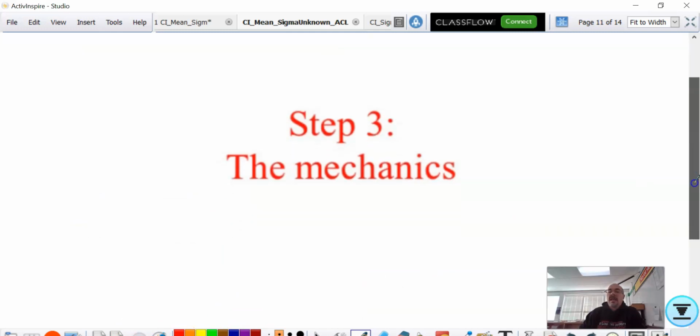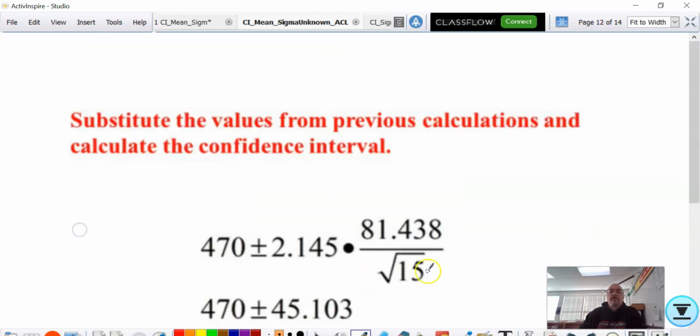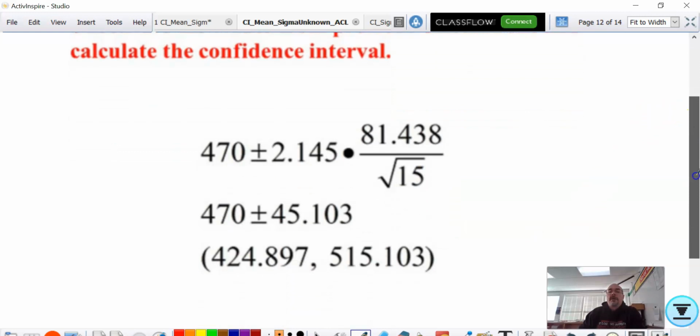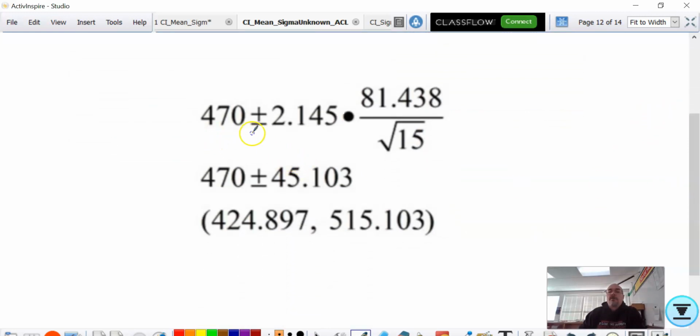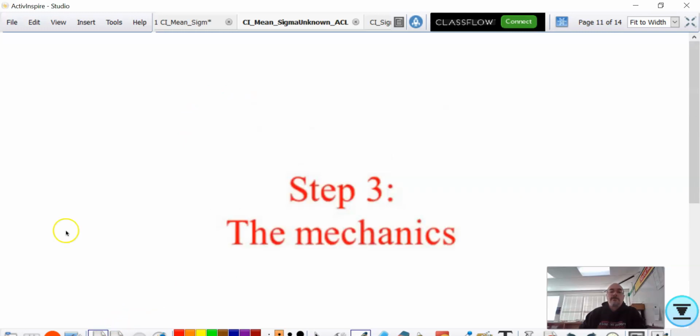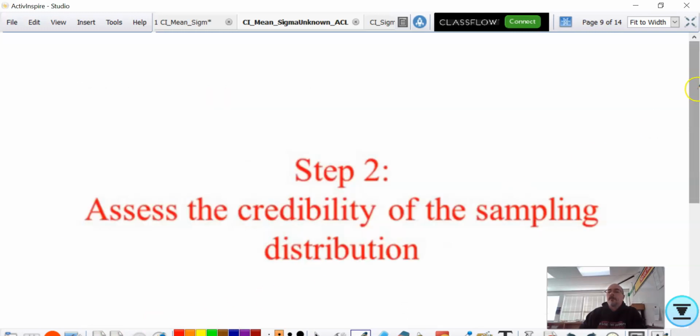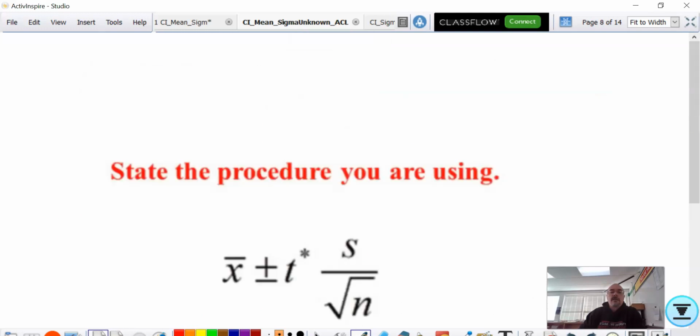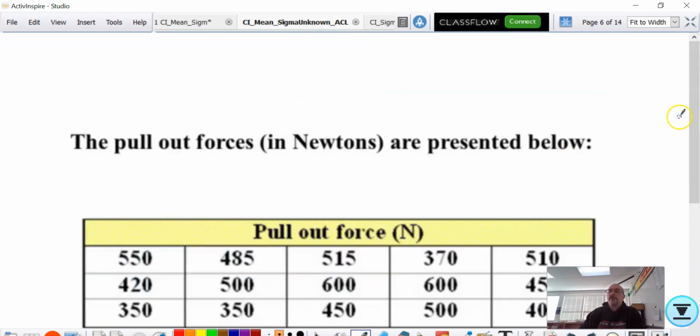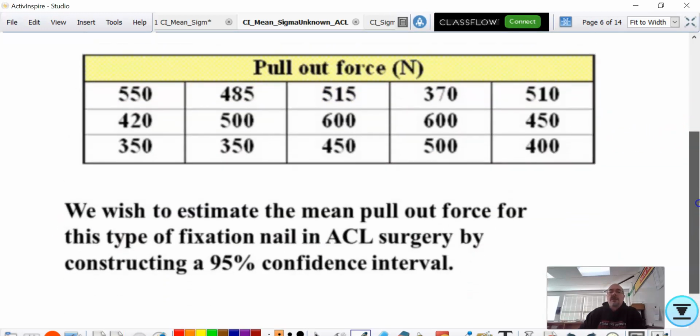Step 3, the mechanics, the math. All right, so we plug in those numbers. We've got our X bar plus or minus. Remember, we used the calculator. Let me go back to the data. Where'd the data go? There it is. Okay, there's our data, ladies and gentlemen.